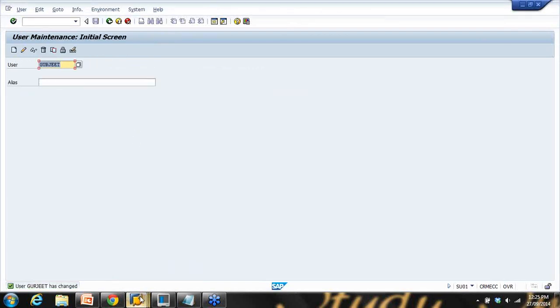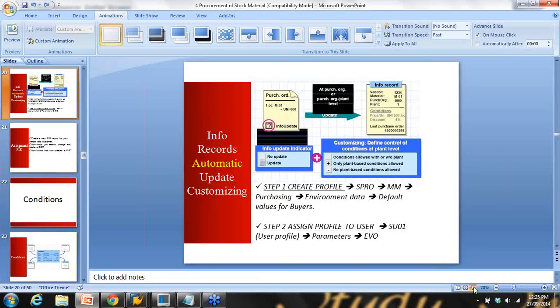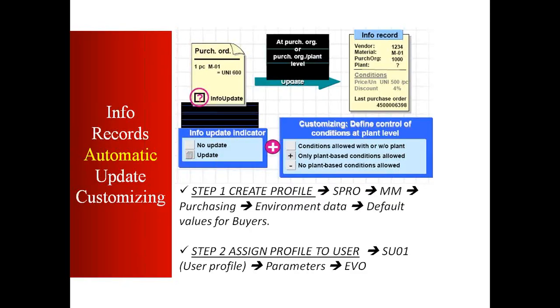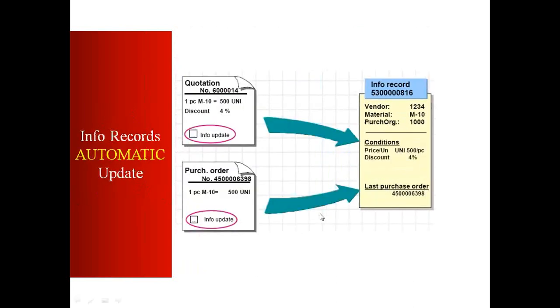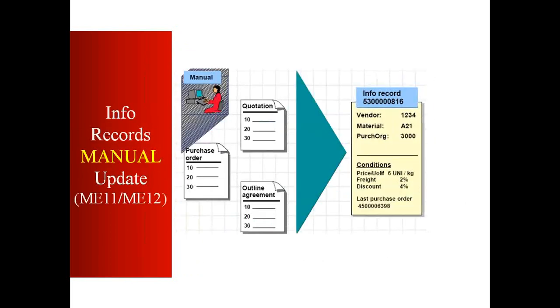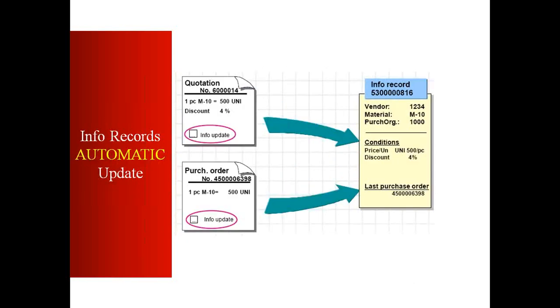Done. So that's how you can customize a profile, and this will ultimately update your info record automatically. As I said before, you can do it either manually or automatically. Every time there is a change in the price in your purchase order, it will change it automatically in the info record.